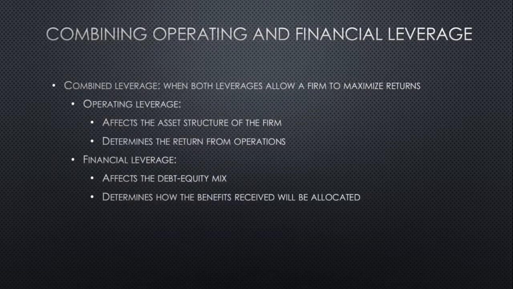Combining operating and financial leverage. Combined leverage is when both leverages allow a firm to maximize returns. Operating leverage affects the asset structure of the firm and determines the return from operations. Financial leverage affects the debt-equity mix and determines how benefits received will be allocated.